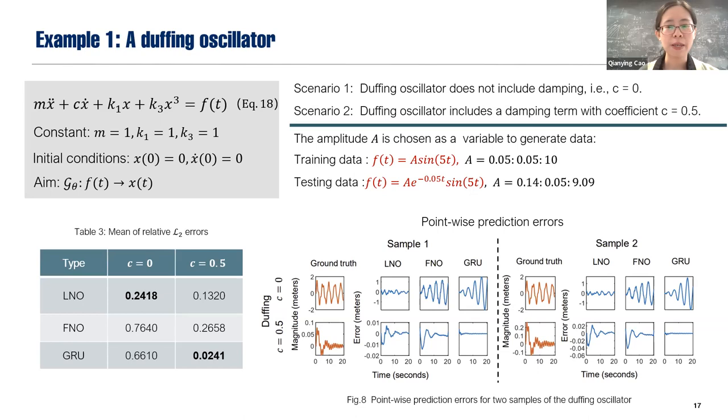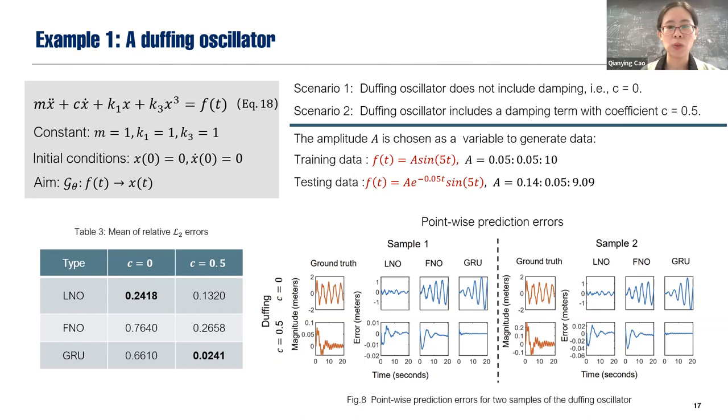The Duffing equation is a nonlinear second order differential equation, which can be written as equation 18, where F(t) is an external force. M and C are the mass and damping coefficients. K1 and K3 characterize the stiffness of the system, and X(t) is the displacement of the dynamic response. Equation 18 is subjected to zero initial conditions. In this example, for simplicity, we have considered M equals 1, K1 equals 1, and K3 equals 1. And we have studied two cases.